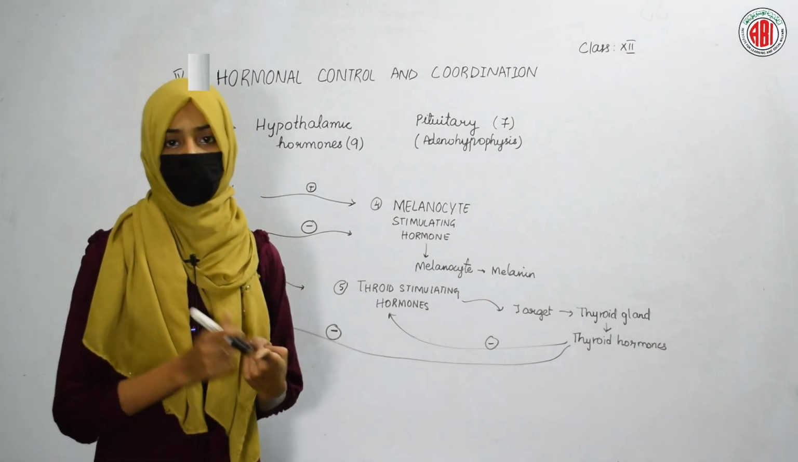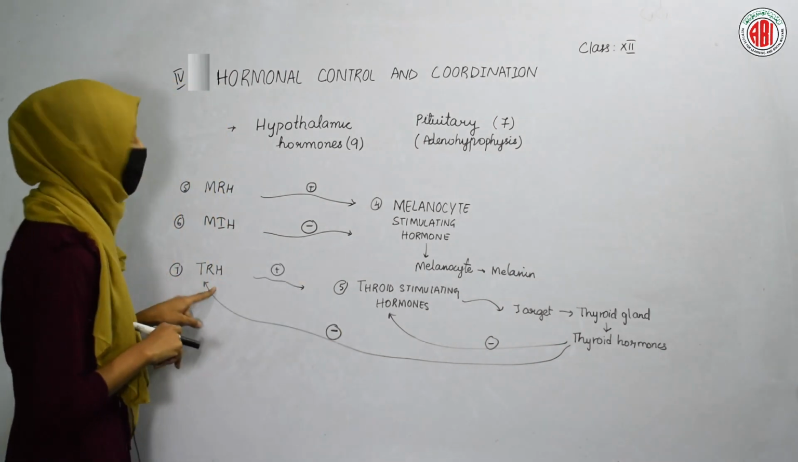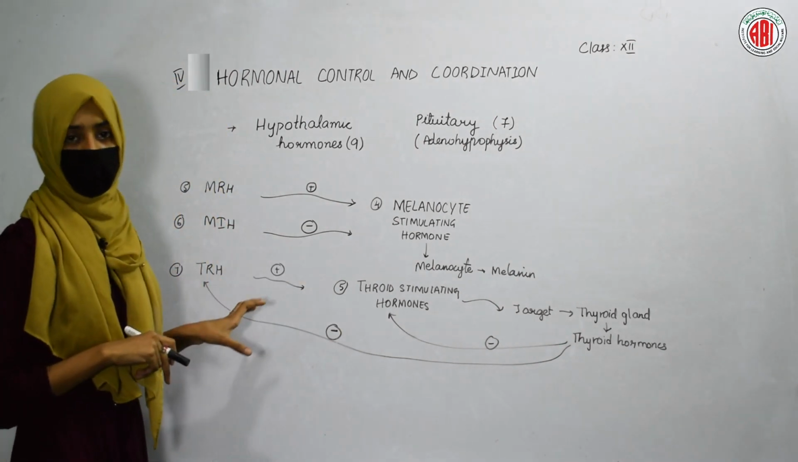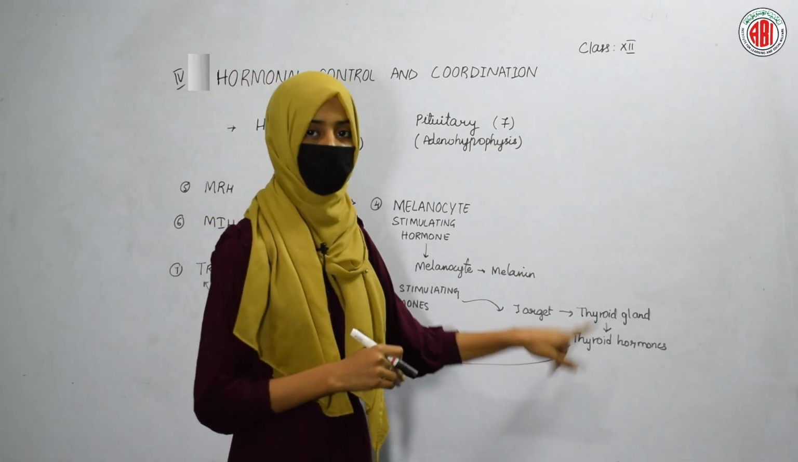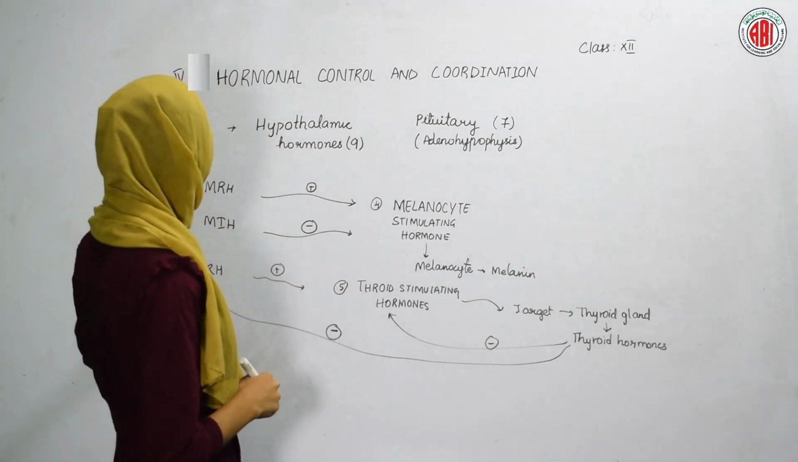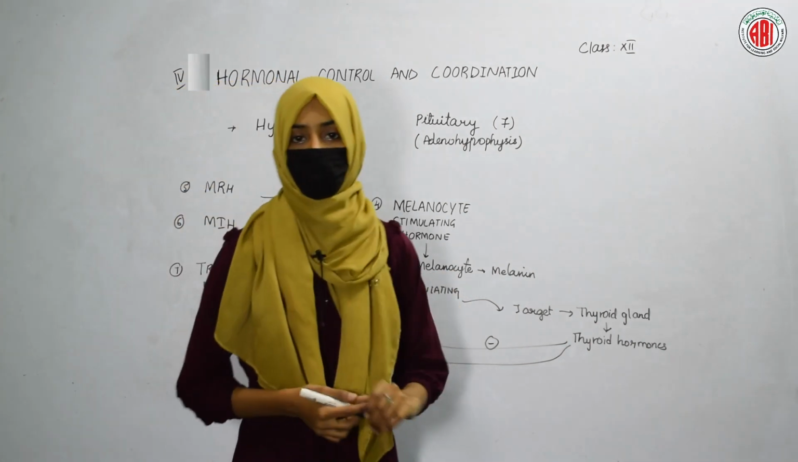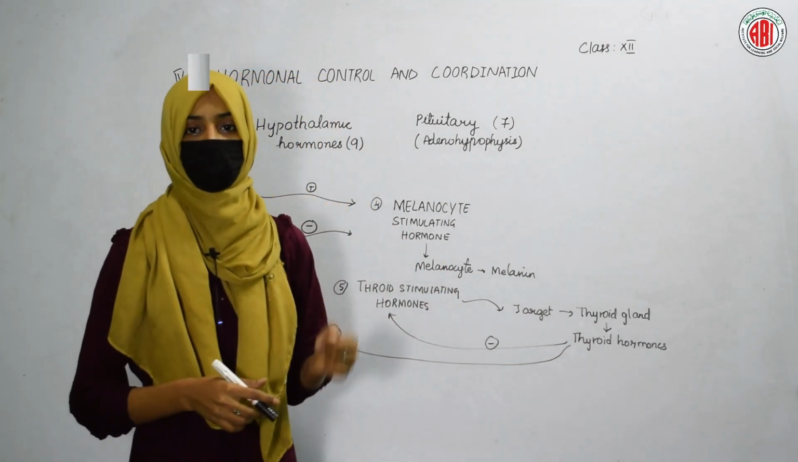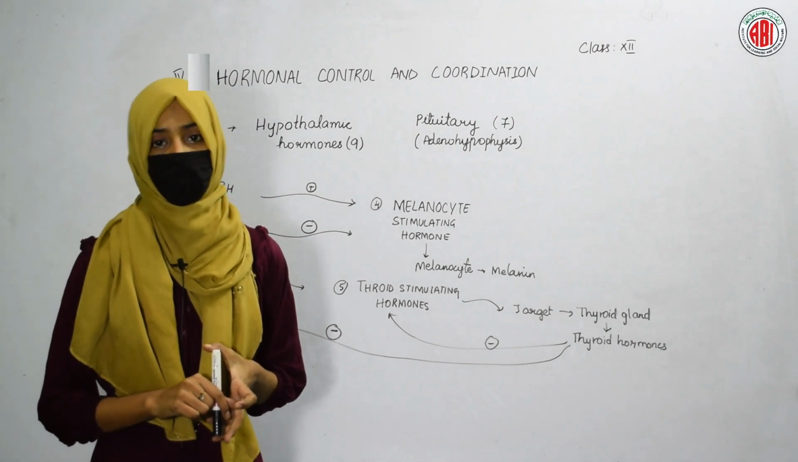One is releasing hormone and the other one is inhibiting hormone. But here we require only releasing hormone. We do not require any inhibiting hormone, as the thyroid hormone itself shows the negative effect on both thyroid stimulating hormone and thyroid stimulating releasing hormone. Thyroid hormone is responsible to show the inhibiting effect. That is the reason we do not require any thyroid stimulating inhibiting hormone.